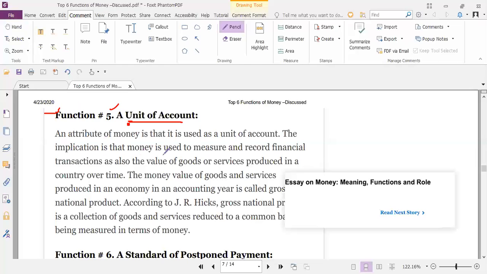The implication is that money is used to measure and record financial transactions, as also the value of goods or services produced in a country over time. The money value of goods and services produced in an economy in an accounting year is called gross national product. You'll learn these things in your next semester, the third semester: what is GNP, GDP, all these things. Under national income they come. You have one entire unit on GNP, GDP, and all, so you'll learn this in your next semester.